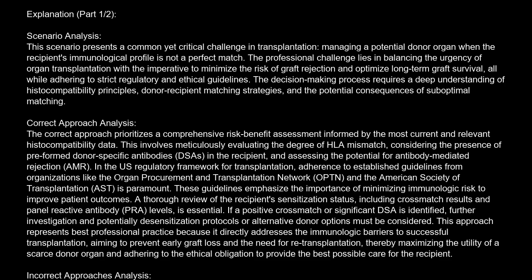A thorough review of the recipient's sensitization status, including crossmatch results and panel reactive antibody (PRA) levels, is essential. If a positive crossmatch or significant DSA is identified, further investigation and potentially desensitization protocols or alternative donor options must be considered. This approach represents best professional practice because it directly addresses the immunologic barriers to successful transplantation, aiming to prevent early graft loss and the need for retransplantation, thereby maximizing the utility of a scarce donor organ and adhering to the ethical obligation to provide the best possible care for the recipient.